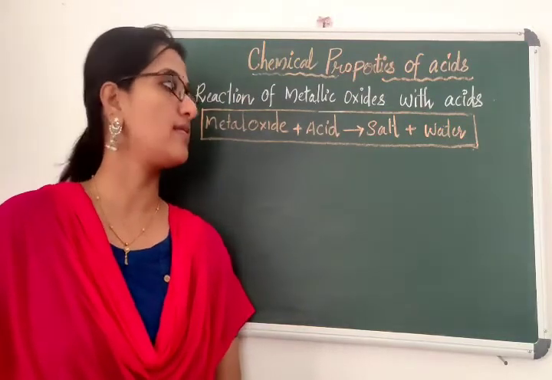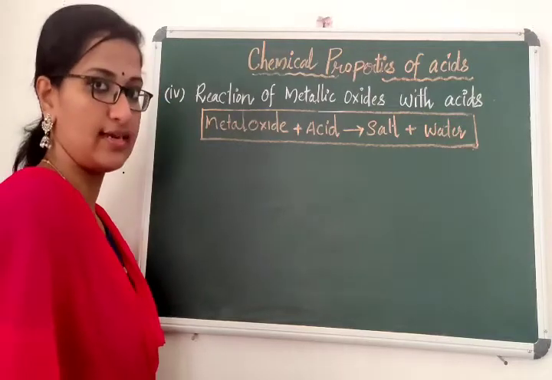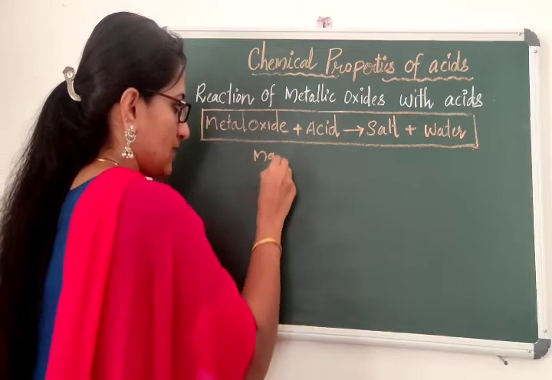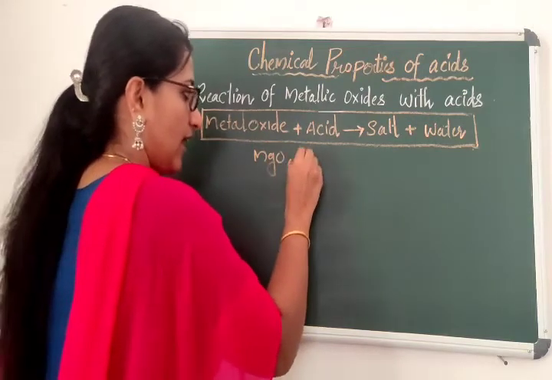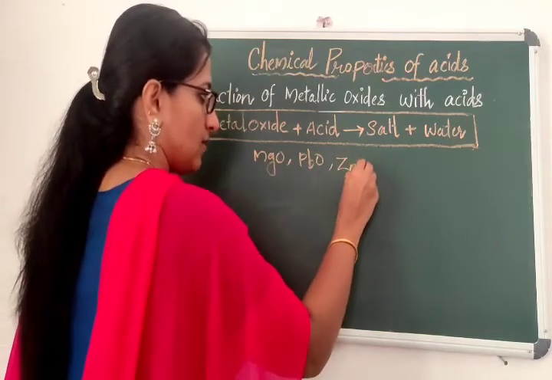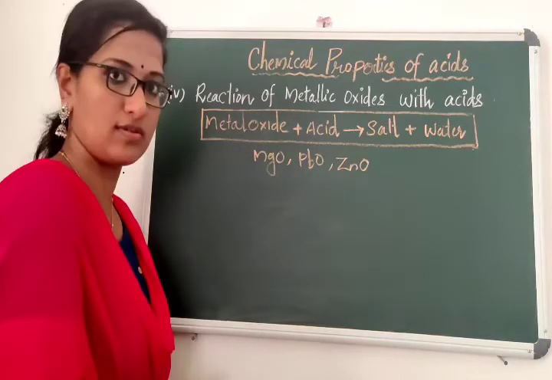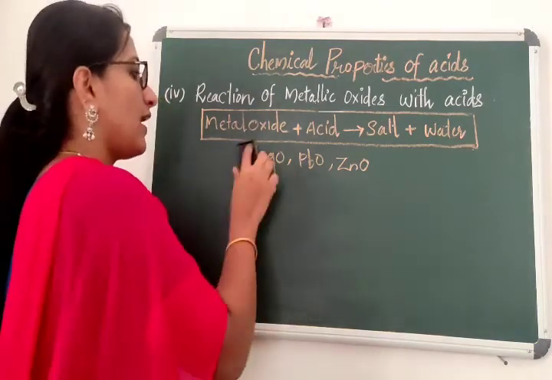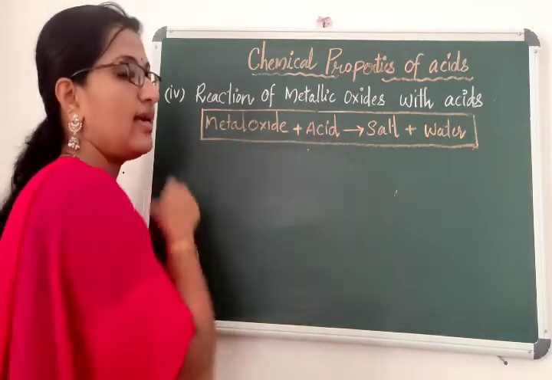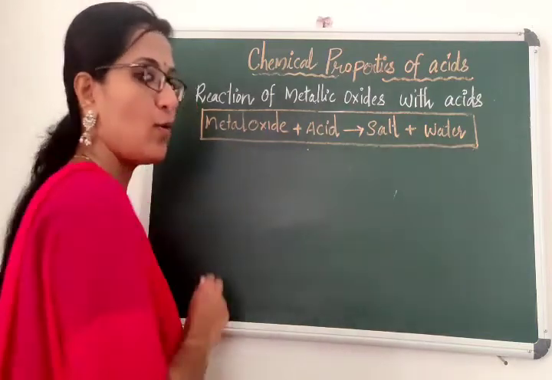And the last property, what happens? A metallic oxide reacts with a dilute acid. So what are metallic oxides? You know that. Magnesium oxide is a metallic oxide. Any metal oxide, lead oxide is a metal oxide. Zinc oxide is a metal oxide. These oxides are formed by the reaction of metals with oxygen, right? So if you take any metal oxide and make it react with any dilute acid, you will get the same product, that is salt and water.